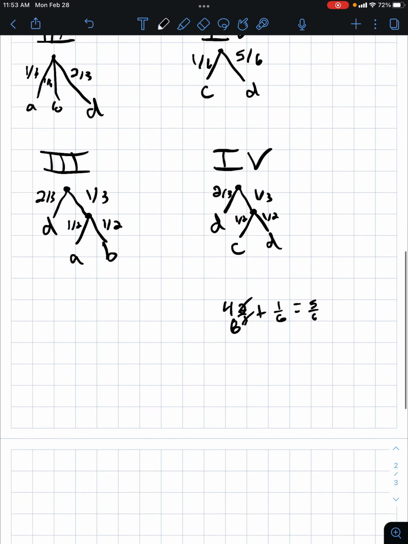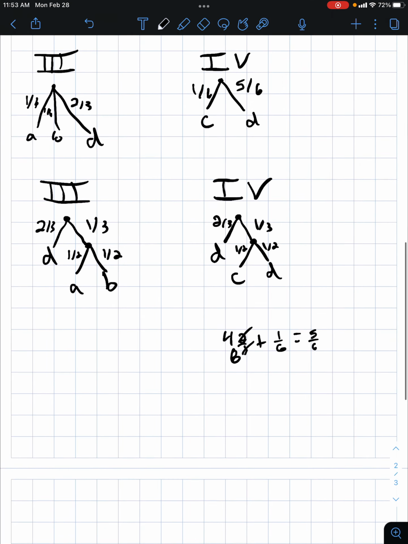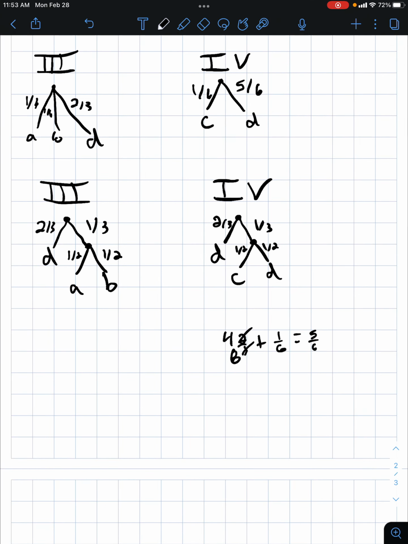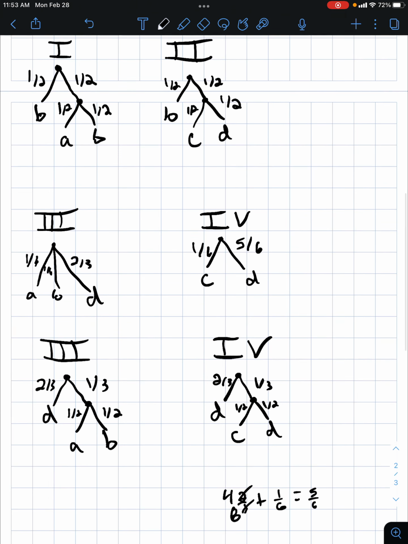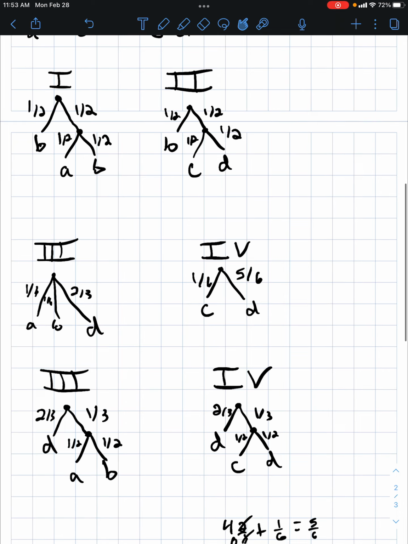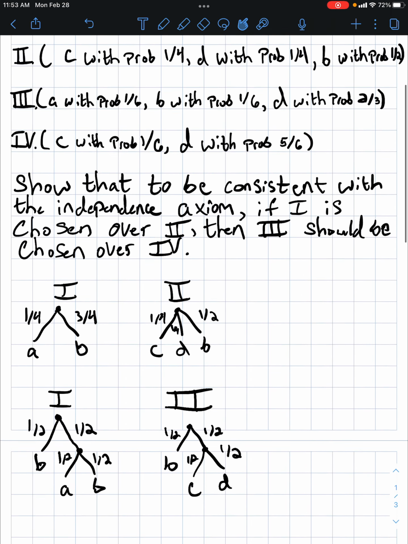Therefore, if we use the independence axiom, if 1 is chosen over 2, then 3 should be chosen over 4. We have proven that the lotteries rewritten are all the same. So if we're using the independence axiom, 3 is chosen over 4 if 1 is chosen over 2. And that is the solution to the problem.